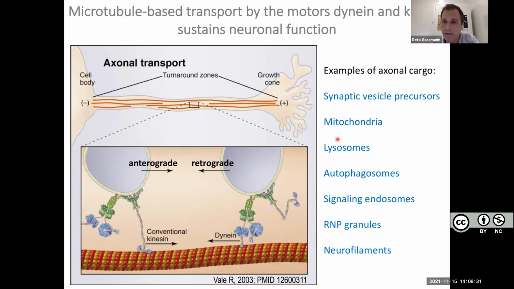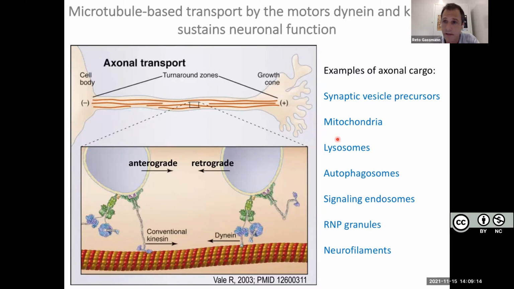And on the right, I've listed some of the cargo that is transported in axons. These can be small vesicles, organelles, RNP granules, or protein assemblies, such as neurofilaments. One example is, of course, the synaptic vesicle components that have to be transported from the cell body to the synapse. This would be through anterograde transport. On the other hand, components have to be transported from the periphery to the cell body to be degraded or recycled. And this occurs through retrograde transport of endo-lysosomal organelles.